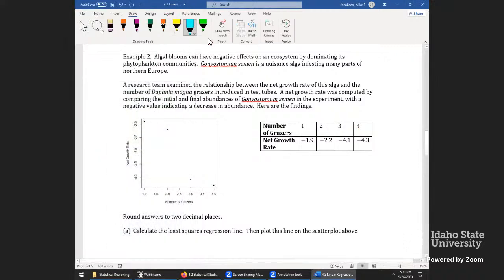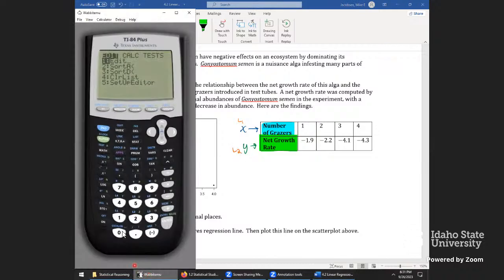The explanatory variable from last time we did this problem is number of grazers. So think of this as your X variable. Your response variable is net growth rate. So this is Y. And an even further reminder is your X variable, you ought to put it in L1 just for the sake of consistency. And for Y, put it in the L2 column. So now I'll hit enter here. Let's clear out all these data from, I guess this was last class.